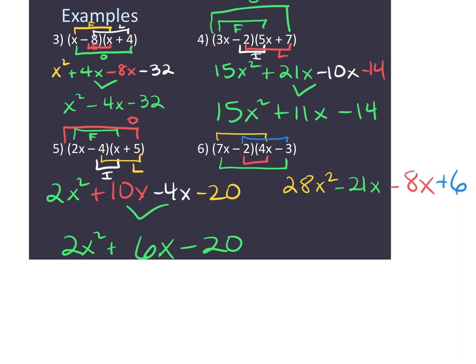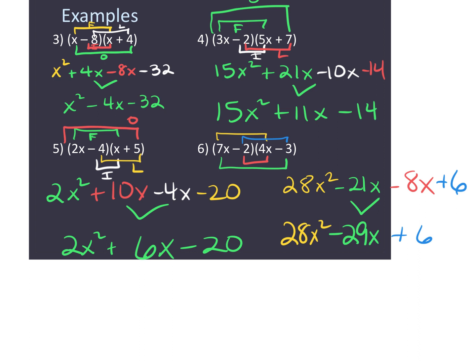Again, add the middles. Negative 21x minus 8x is negative 29x. Nothing to add to the x squared, so just rewrite the 28x squared, and then the plus 6. And we've now multiplied those binomials.